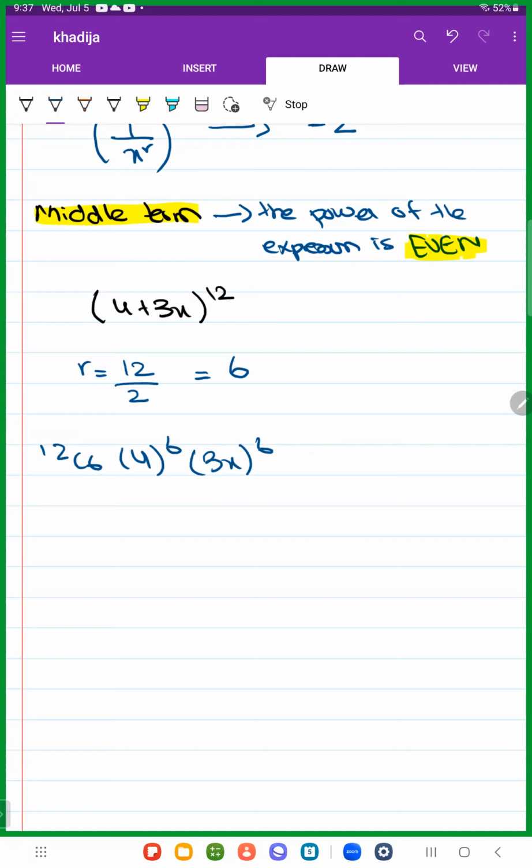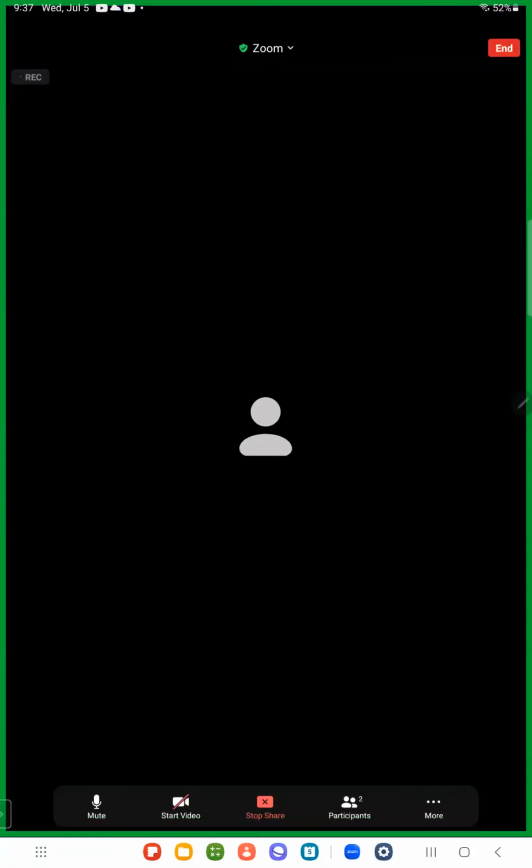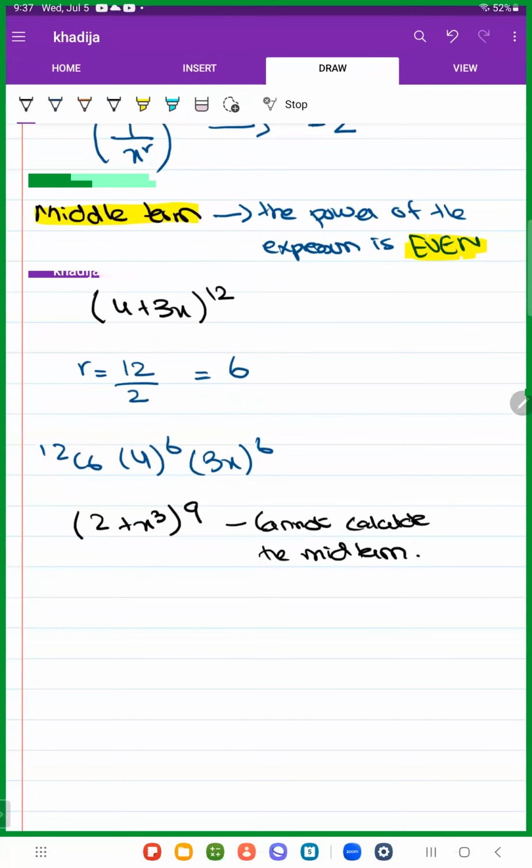Understand? Yes. Okay. So if this was the expression, 2 plus x cubed to the power 9, could you have calculated the middle term? No, I couldn't. Why? Because the power is odd. Yes. All right.